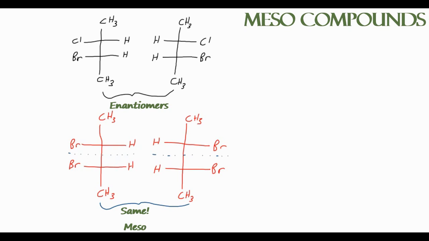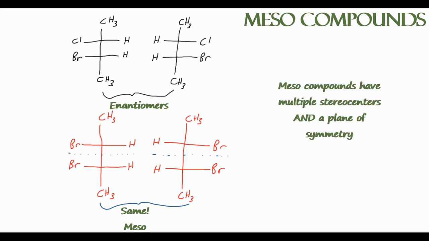And that is because we have this plane of symmetry. Because the molecule is symmetrical, we have the same substituent on carbons 2 and 3 here. That is what we call a meso compound. So it has two stereocenters, but it is symmetrical, which means that it does not have an enantiomer. So, as a definition, meso compounds are compounds with more than one stereocenter, but that also have a plane of symmetry. So that's important to recognize whenever you have compounds with multiple stereocenters.